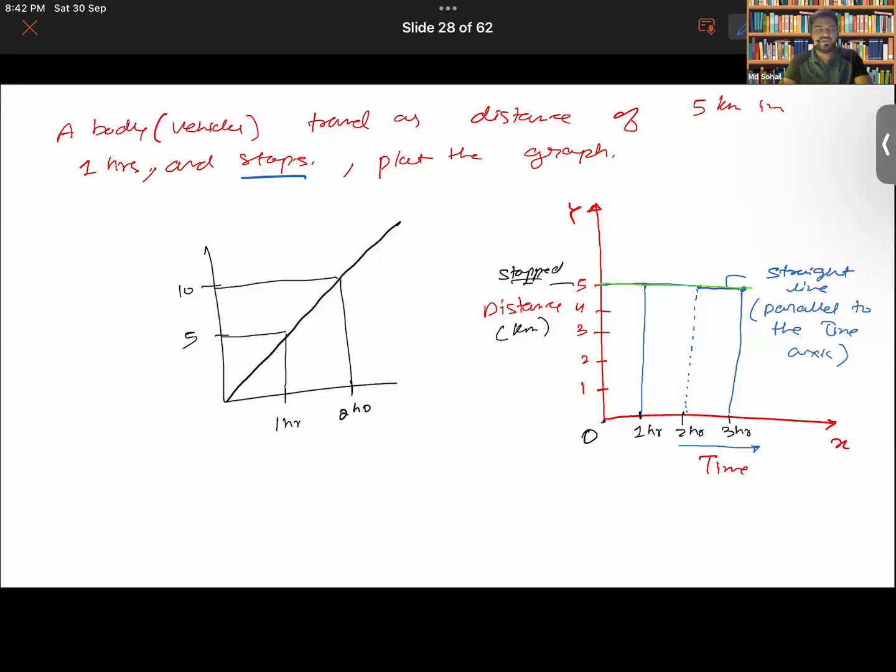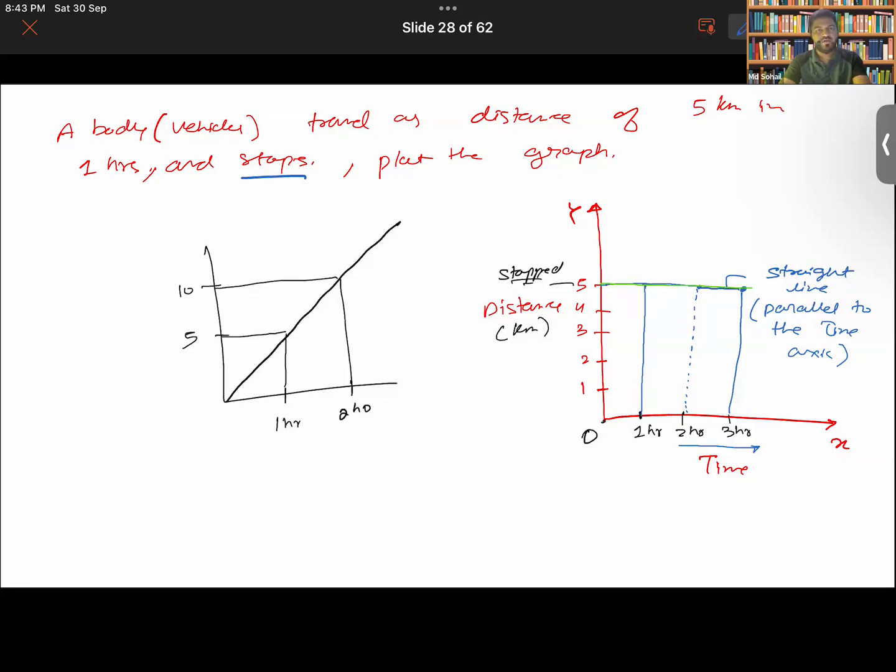Yeah, someone was asking a question. Sundus, you were saying something? I said that this question always comes in a straight line. Yeah, the question of which one? Uniform or non-uniform motion? I mean, the question you gave, a body that stops, does it always come as a straight line or not?